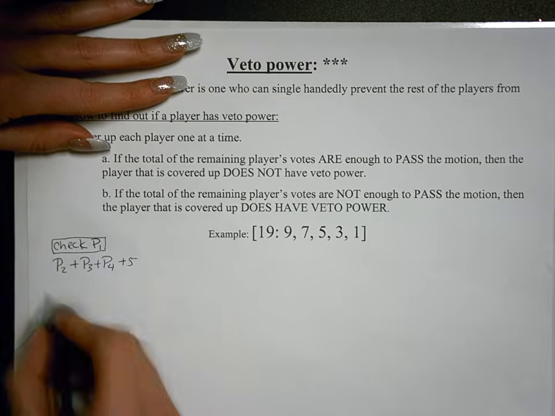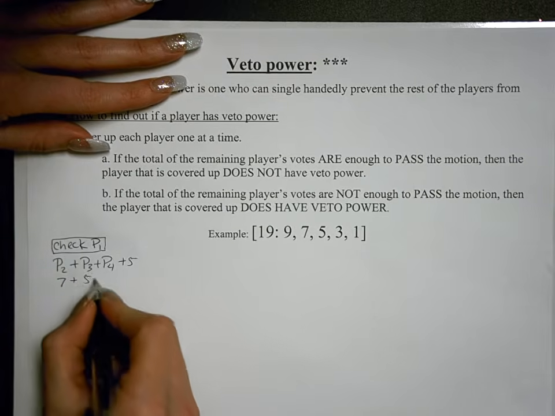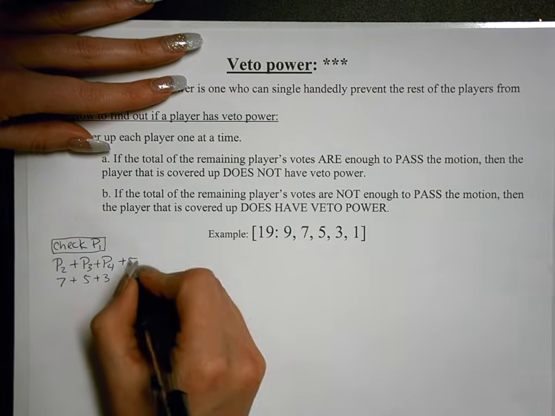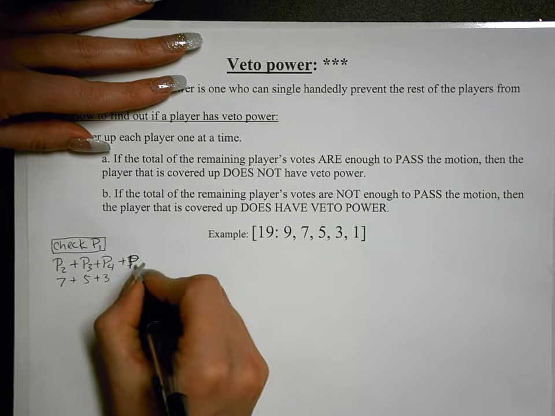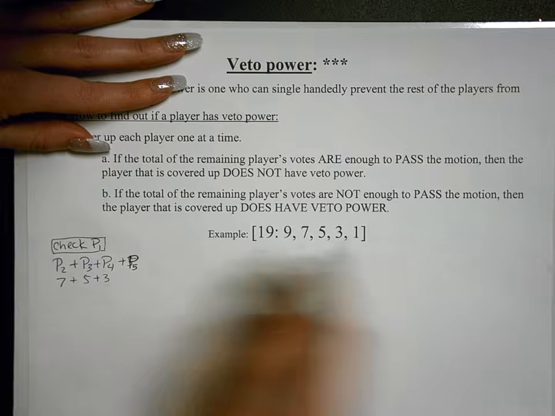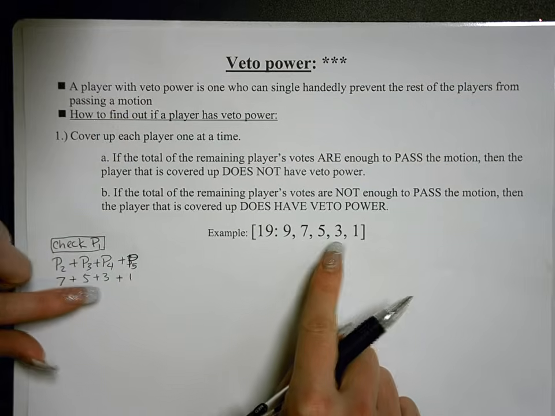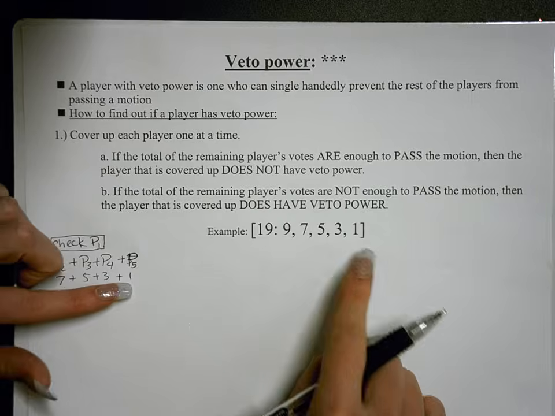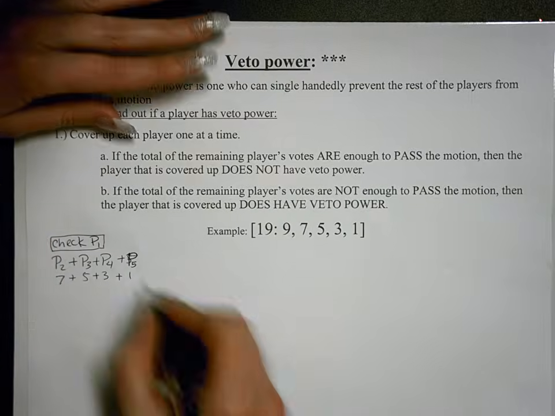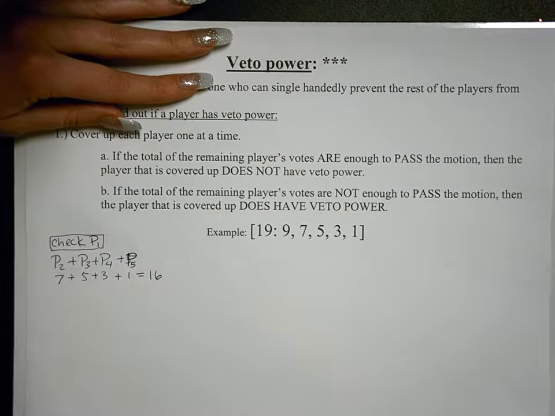And then player 2 has 7 plus 5 plus 3. Oh, this is supposed to be player 5. Player 5 has 1 vote. Yeah, player 2 has 7, player 3 has 5, player 4 has 3, player 5 has 1. And if we add all those up, we get a total of 16.